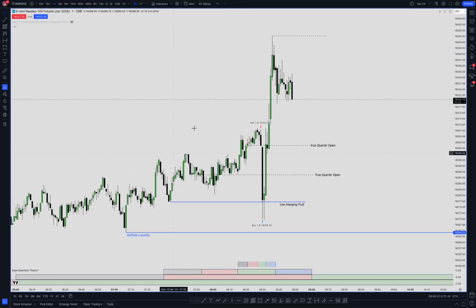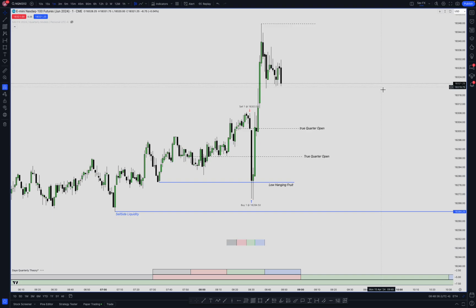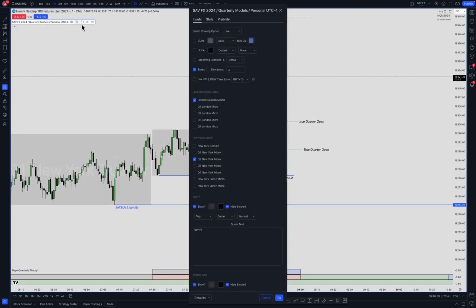Okay, just a quick trade breakdown, right? This, guys, is the exact same thing that I showed you guys yesterday in regards to your true open ranges, right? Reason I sold up here within this specific area right there. Two, down here, targeting the low-hanging fruit, which is the low of Q1. To enable this within this, it is this one, the Q2 micro model.